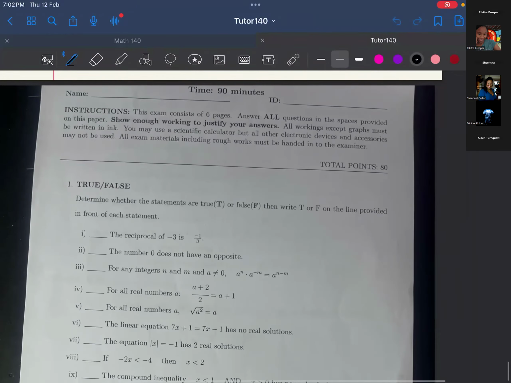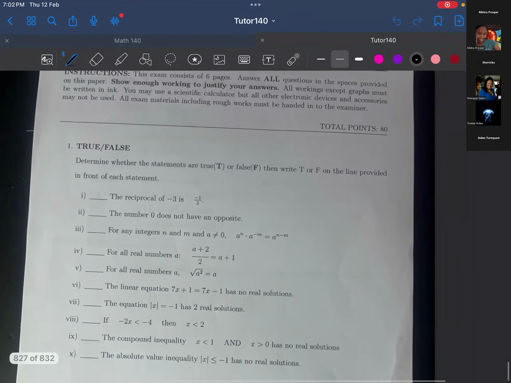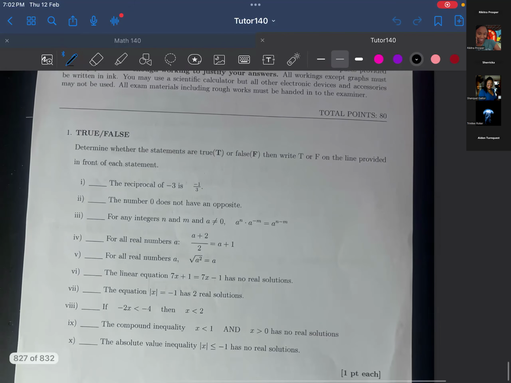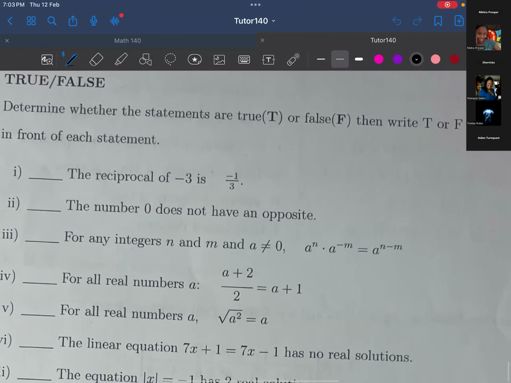Okay, so this is a past test work paper. I believe this is fall 2025. So you're going to start off with the true and false questions. If you have any questions, you can save them until the end, and then I'll unmute the mic so you can ask. Just write the question number and the question you have. Determine whether the statements are true or false, then write T or F on the line provided in front of each statement. The reciprocal of -3 is 3/1.